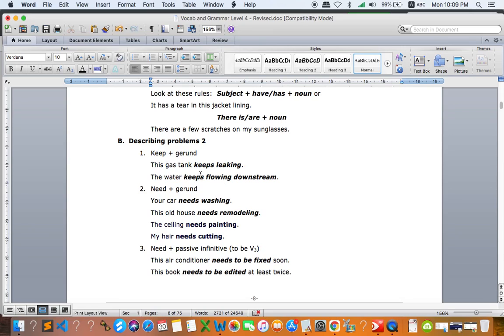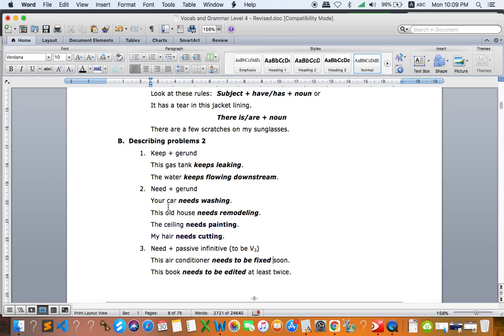So in order to give the problems a solution, you need to use need. Of course we can use something else, but just because of the objective in our lesson, we need to use need. And when you talk about need, everyone, number 2 and 3 right here are the same in terms of the meaning, but of course the forms are different. Need plus gerund, and need plus passive infinitive.